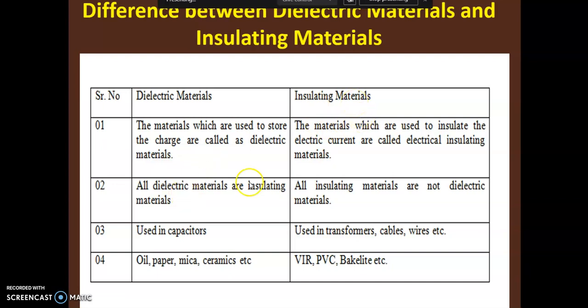But dielectric materials are nothing but insulating materials. The difference is that dielectric materials are used for storing charge in capacitors and insulating materials are used for insulating the current. What are the examples of dielectric materials? Oil, paper, mica, ceramics. So which materials are used in a capacitor for storing the charge? Oil is used, paper is used, mica is used, ceramics is used. VIR, PVC, bakelite are the insulating materials. So try to remember this difference between insulating and dielectric materials.